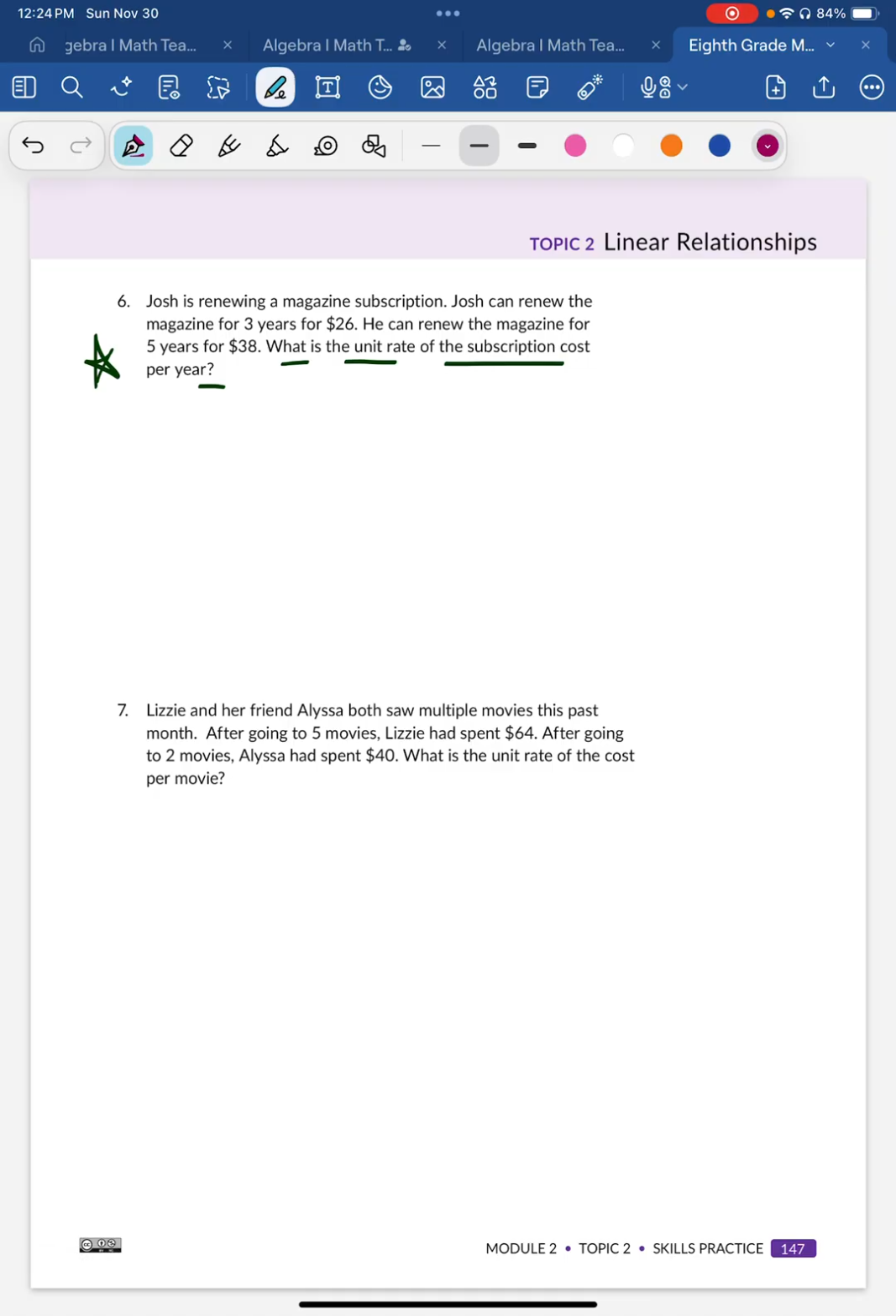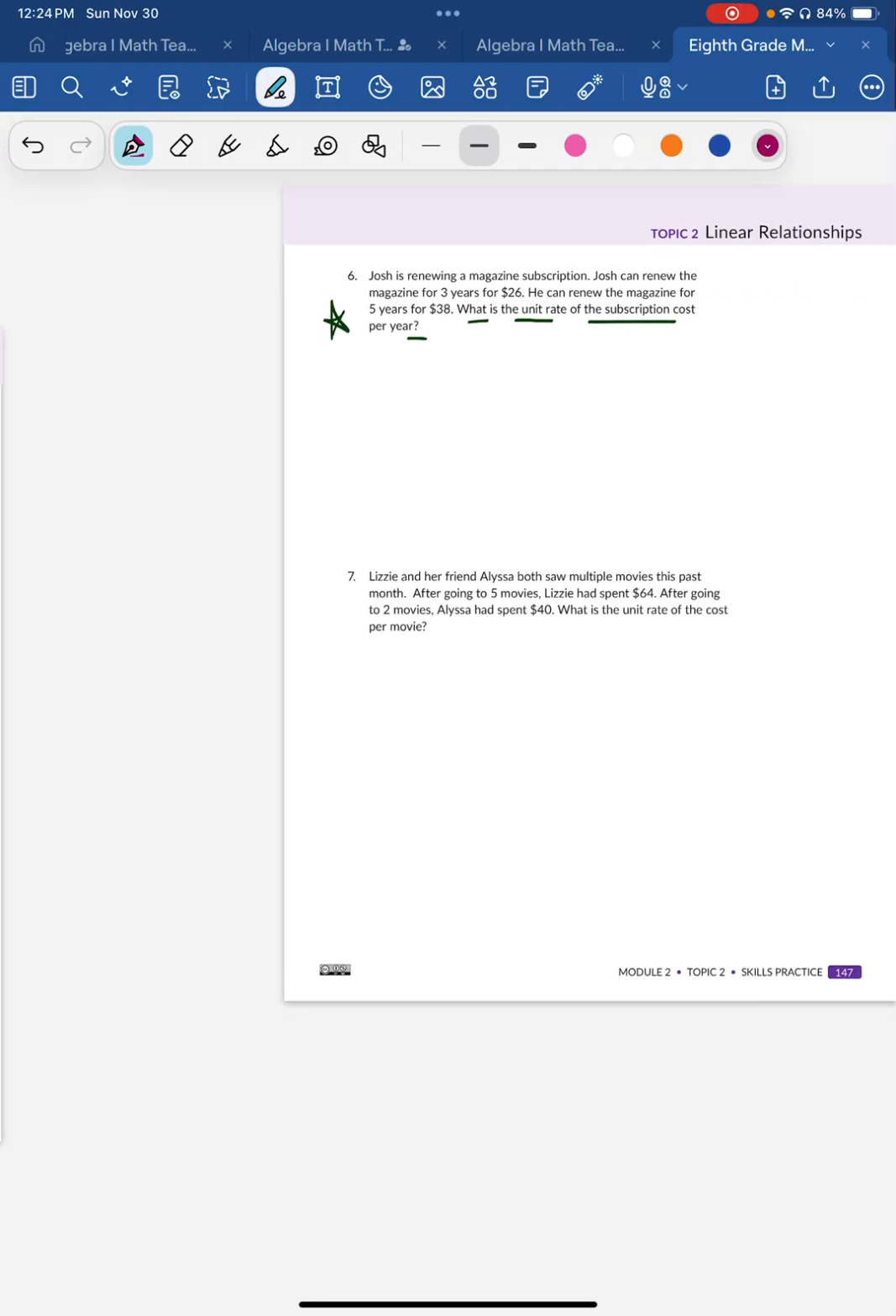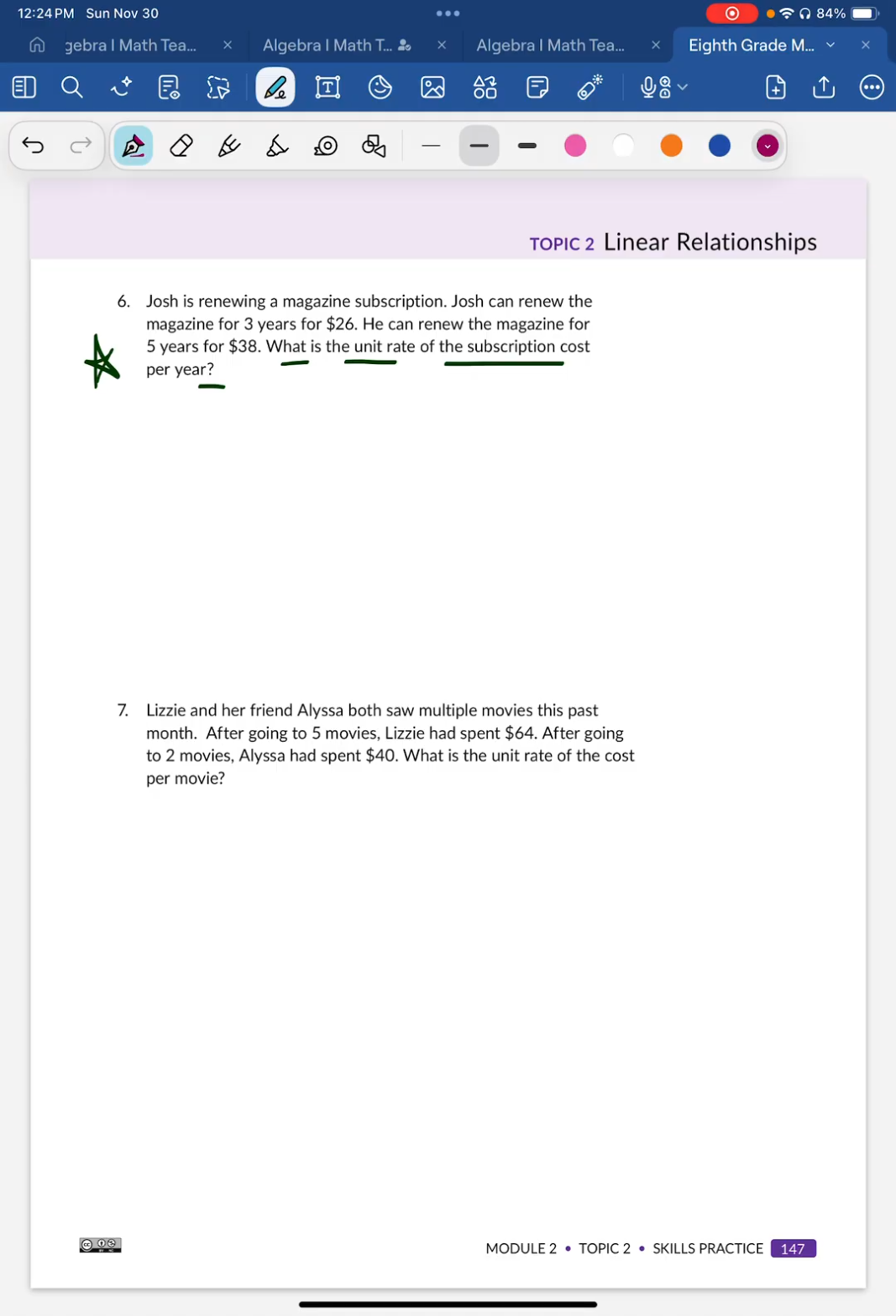Okay, let's do page 147, number 6. Josh is renewing a magazine subscription. He can renew the magazine subscription for 3 years for $26 or 5 years for $38. What is the unit rate of the subscription cost per year? So slope, rate of change is another way to say it. And then also when we see unit rate.